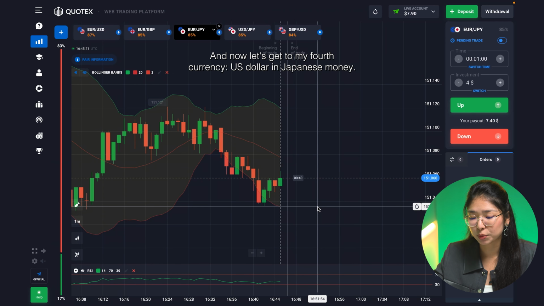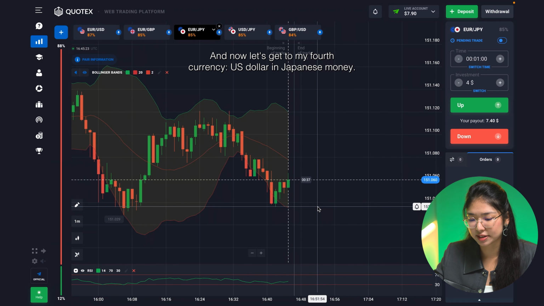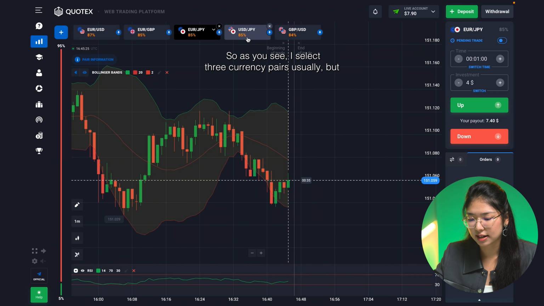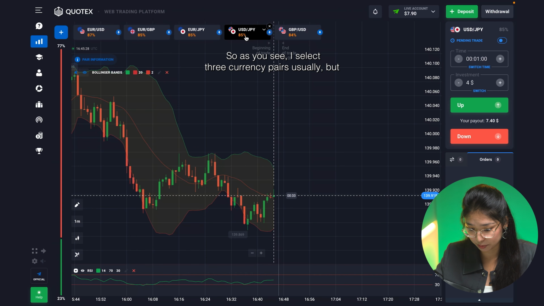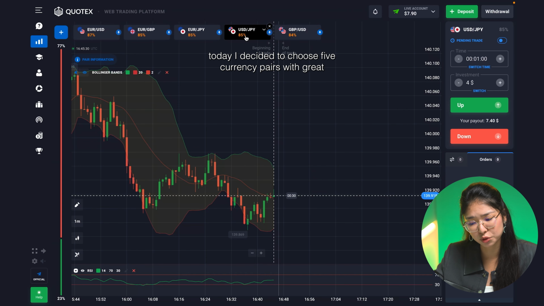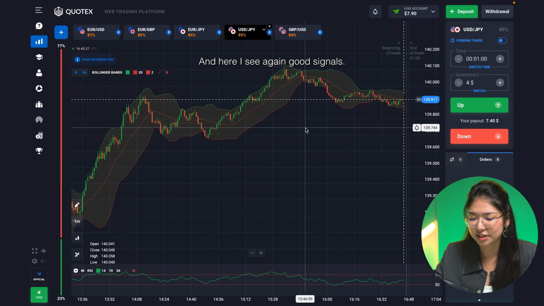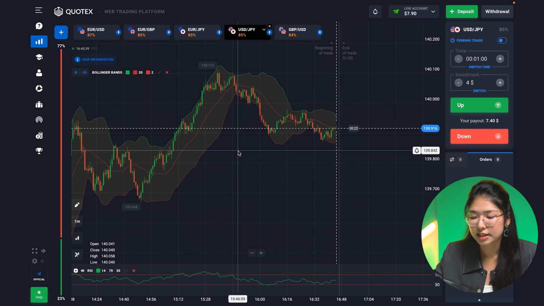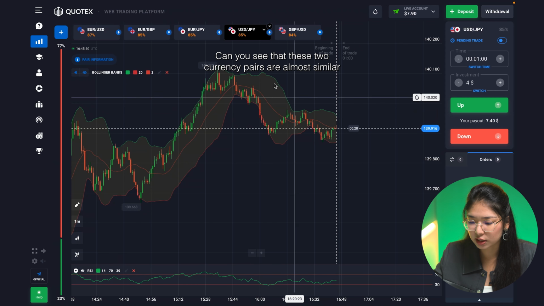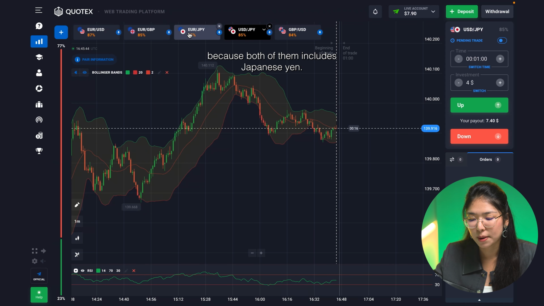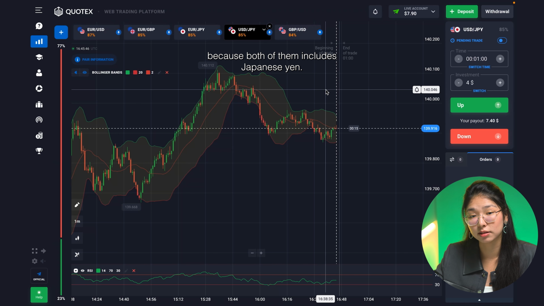And now let's go to my next currency, US dollar and Japanese yen. As you see, I usually select 3 currency pairs, but today I decided to choose 5 currency pairs with a great percentage of payout. And here I see good signals again. Can you see that these 2 currency pairs are almost similar because both of them include Japanese yen?